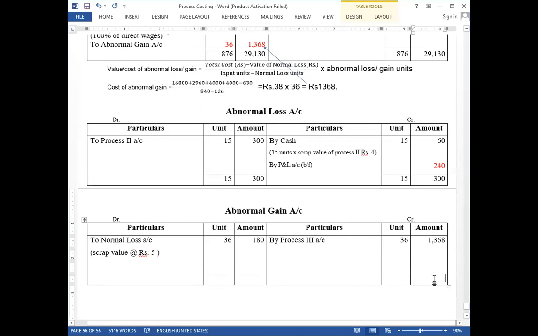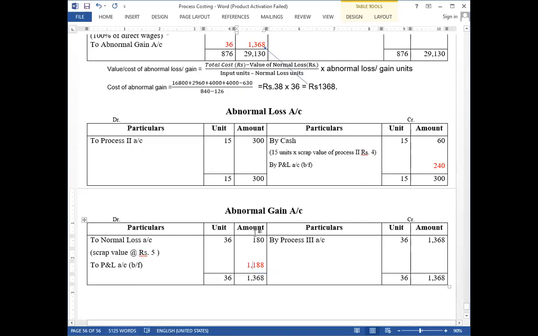Okay, so I'll be writing, this side is the highest total, 1368, and write 1368, and the units are the same, 36 and 36, and write the balancing figure as to P&L account. The amount will be 1188. So this is the balancing figure. This is the net gain you can transfer from abnormal gain account to P&L account.